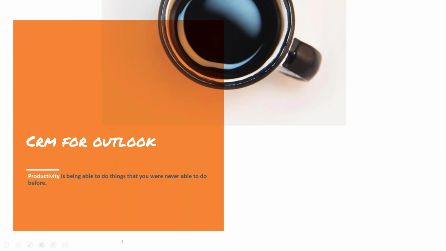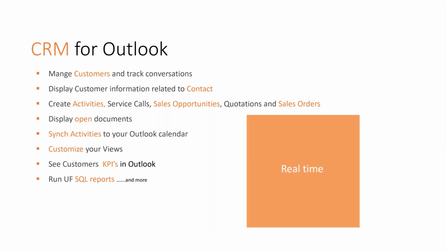What is the CRM for Outlook? This is where you can do your CRM tasks in Outlook without logging into SAP Business One. You can add new customers, new vendors, new leads, you can create activities, sales orders, opportunities, service calls, and so on. You can synchronize your activities into your Outlook calendar. You can see your KPIs.